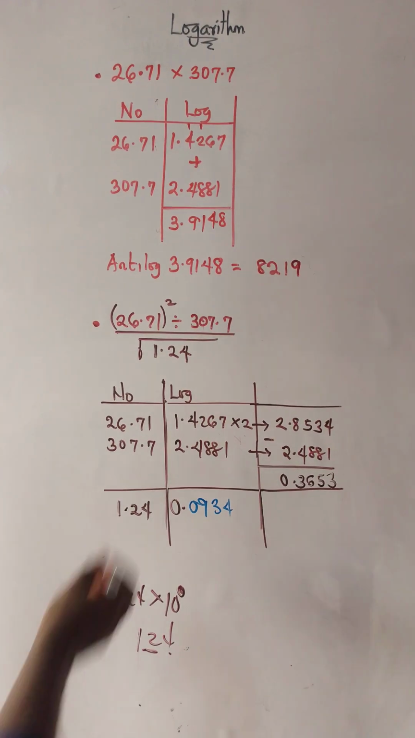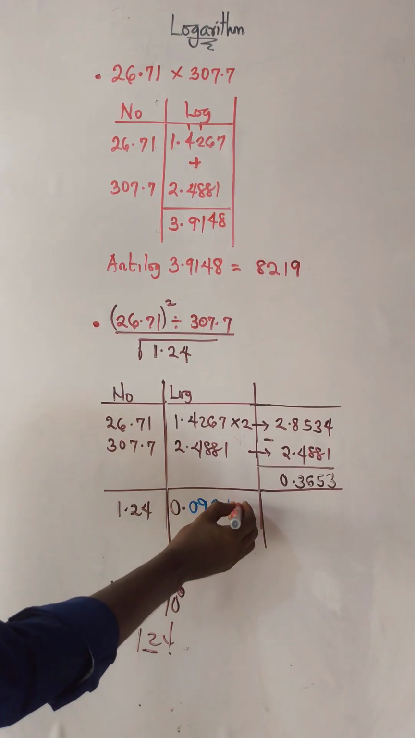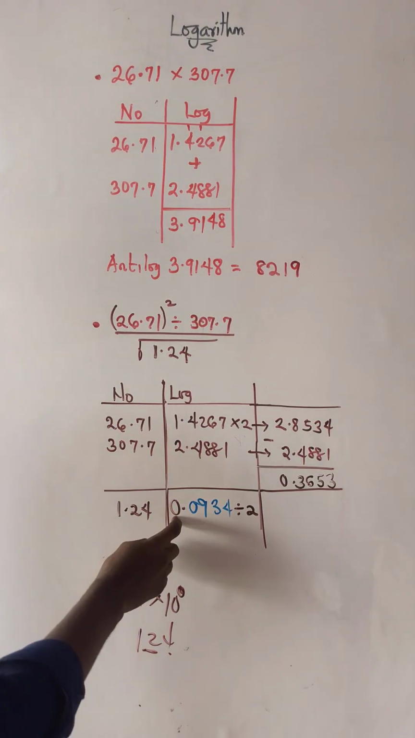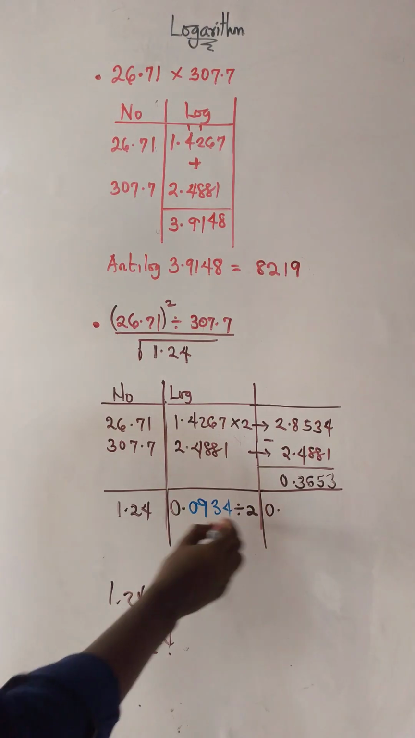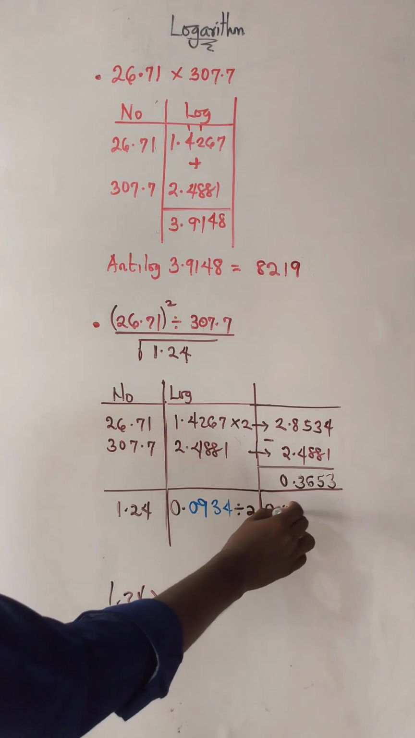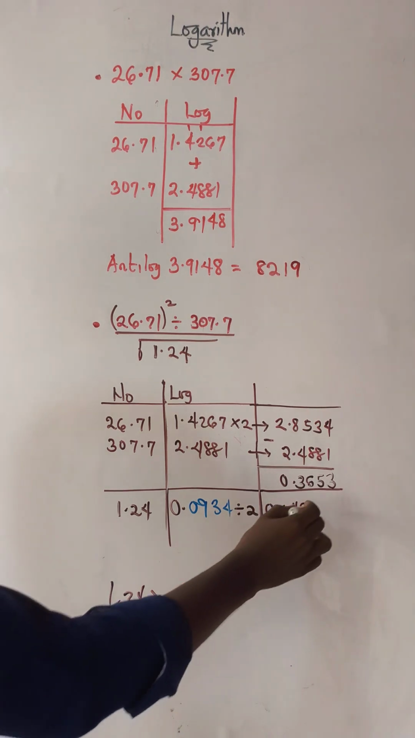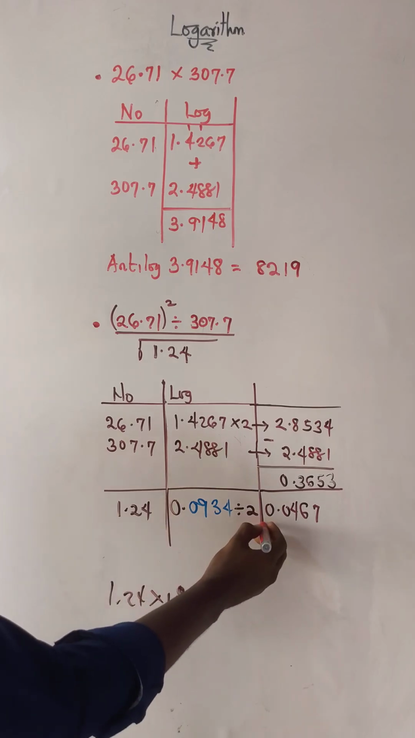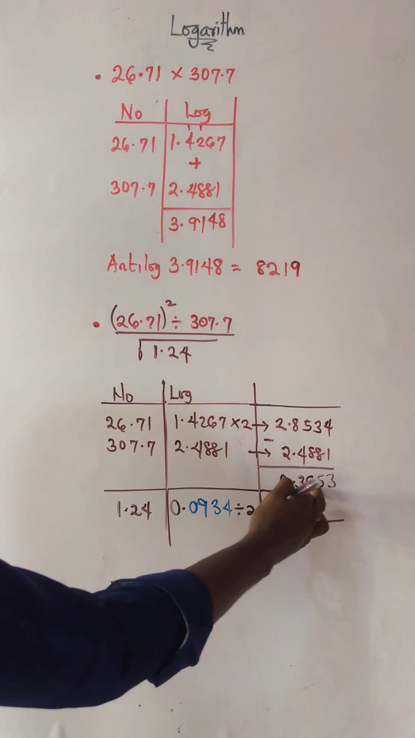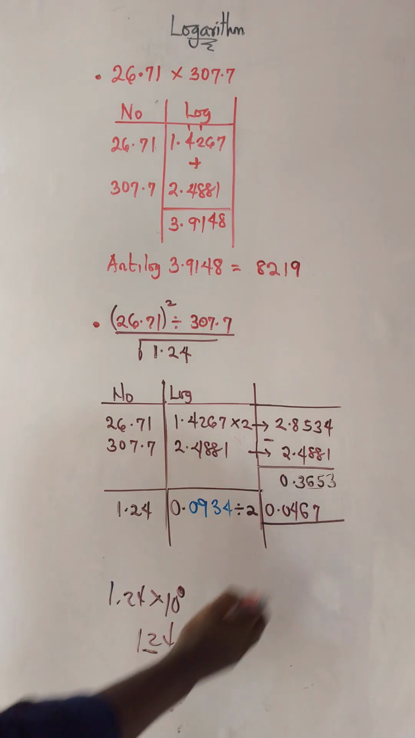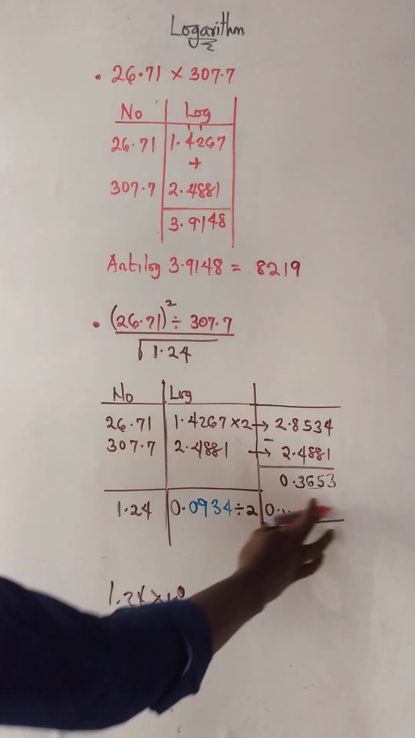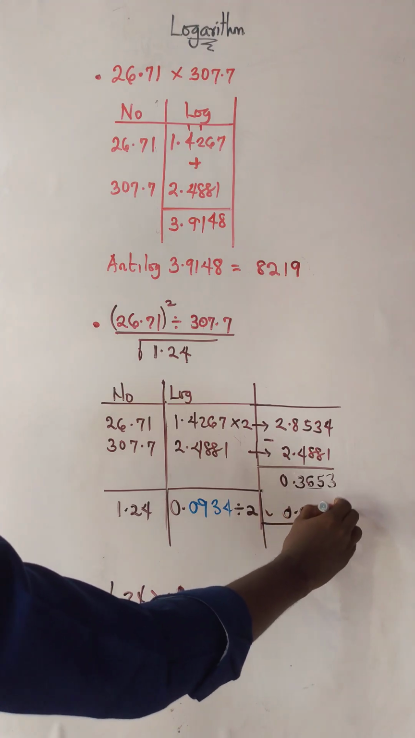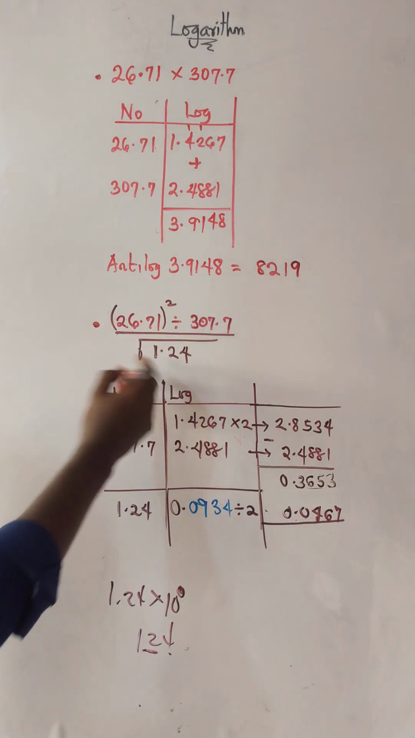What next? Because I have a square root here, I will divide this by 2. By the time we do that, 0 over 2 is 0. 2 in 9, 4, carry 1. In 13, 6, carry 1. In 14, 7. So this is what we have at the denominator: 0.0467. This is the numerator, this is the denominator. Let's write this under it.